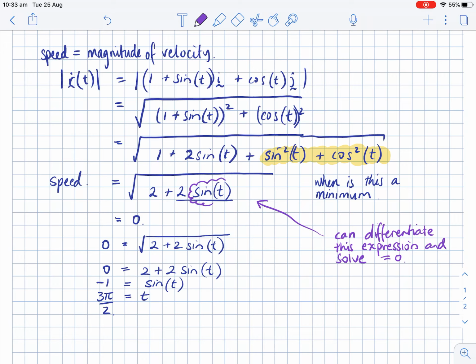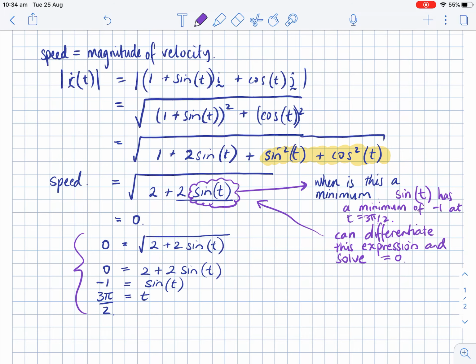The way I did that, just to clarify, I took the sine t and I said, when is this a minimum? Sine t has a minimum of negative 1 at t equals 3 pi on 2. So if I do that, I don't even have to do these workings here. It just makes sense. So that is when it is a minimum.